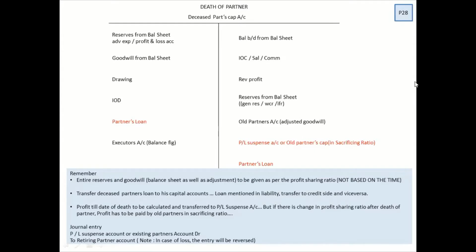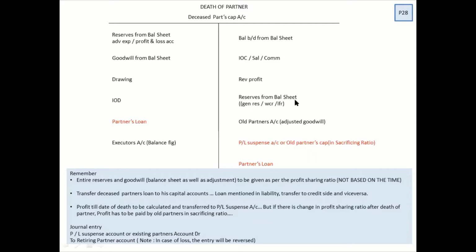Let's look into the PPT slide in front of you. This is the deceased partner's capital account. Let's start from the credit side. The first item is balance brought down from the balance sheet. So let's say that Mr. X has died. Whatever is there in his capital in the balance sheet, you should be putting it in the credit side. And then if he is supposed to get interest on capital, salaries, commission, put it in the credit side. If at all they are giving you the revaluation information, the profit, you put it in the credit side again.